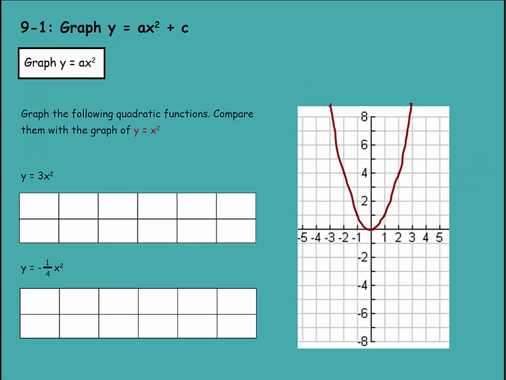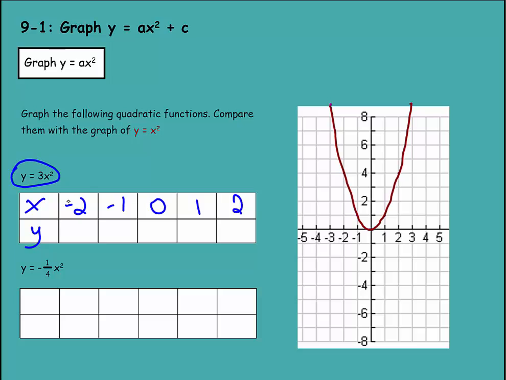Let's try graphing some of these functions. It says graph the following quadratic functions. Compare them with the graph of y equals x squared, or that parent function. We already have the parent function graphed here, as best as I could. So let's graph this one, y equals 3x squared. Let's do this one in blue. We can use a table to graph these, with x over here and y over here. I like doing -2, -1, 0, 1, and 2. So we can plug in numbers for x and get an output of y.